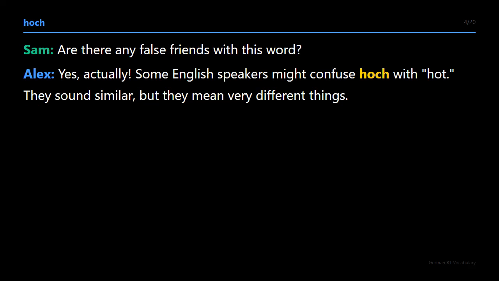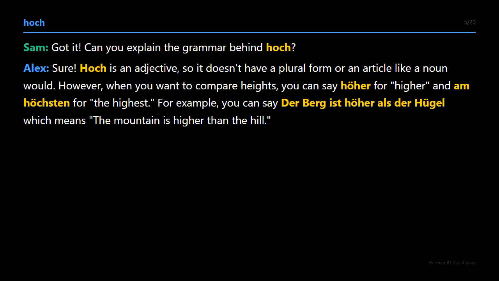Got it. Can you explain the grammar behind hoch? Sure. Hoch is an adjective, so it doesn't have a plural form or an article like a noun would. However, when you want to compare heights, you can say höher for higher and am höchsten for the highest. For example, you can say der Berg ist höher als der Hügel, which means the mountain is higher than the hill.